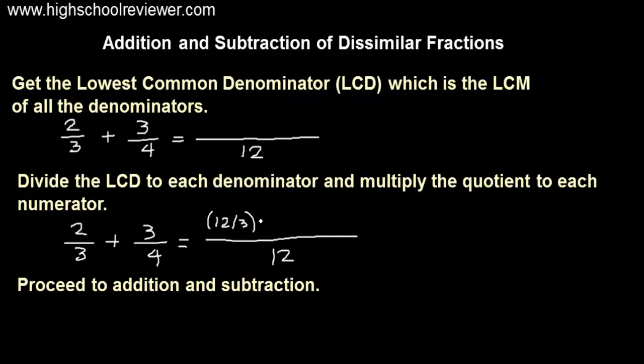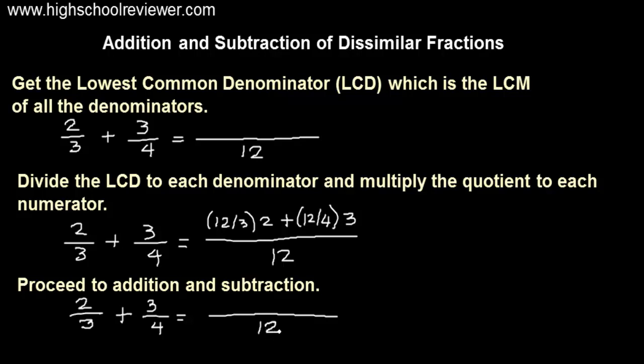So our first numerator will be 2. And then we have here the addition sign, plus, and the second fraction, 12 divided by the second denominator, 12 divided by 4, and then multiply by the second numerator, 3. And for the last step, proceed to addition and subtraction. 2/3 plus 3 over 4.